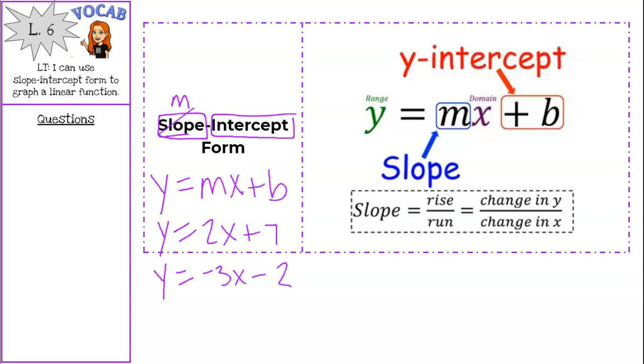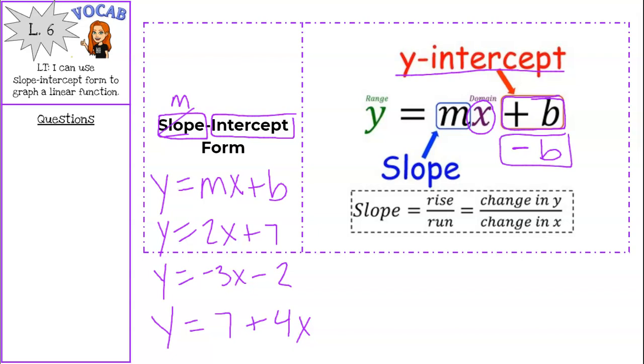It can also look backwards, so it could be y equals 7 plus 4x. It can have it flip-flopped, but the same concept applies. So m, the number next to x, is always that slope, the slope we talked about in lesson 5. And your b, whatever you add or subtract onto that mx, is your y-intercept. Sometimes your y-intercept will be minus b, and that just means your y-intercept is negative.